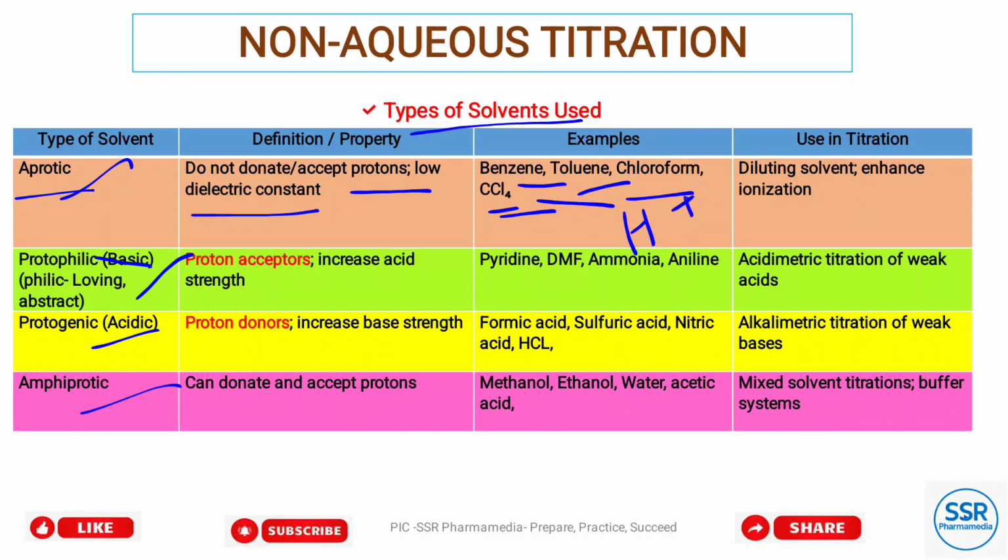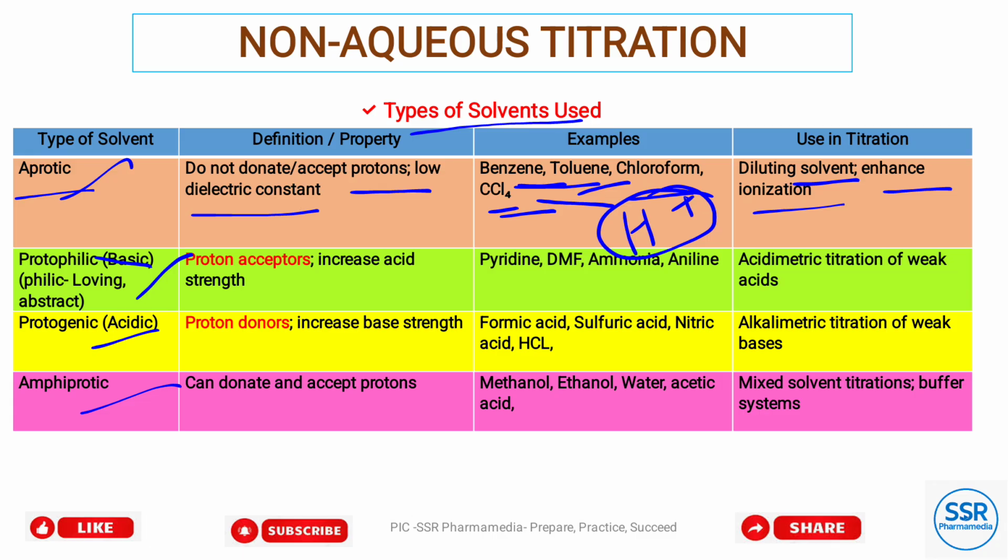Aprotic solvent means, in the sense, you must understand two things. One, it does not have hydrogen H plus ion. In another sense, it does not donate the hydrogen ion. Suppose if it has, it will still not donate the protons. So such solvents are called aprotic solvents. It is used in the titrations as diluting solvents and enhances the ionization.